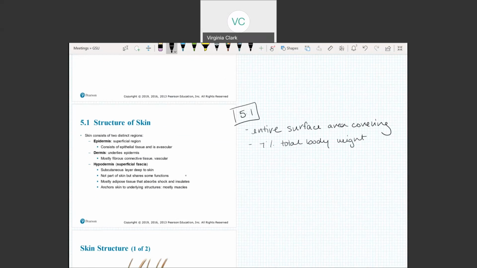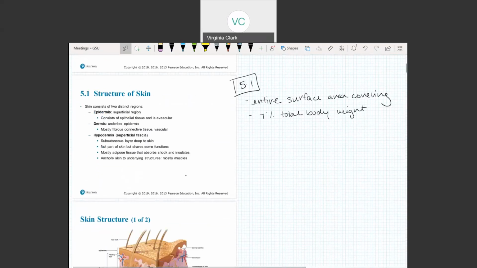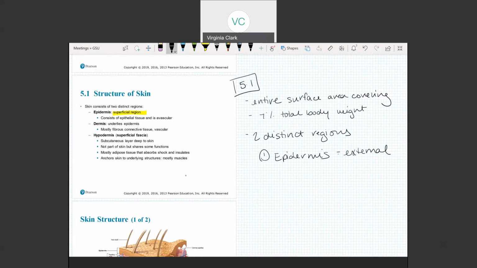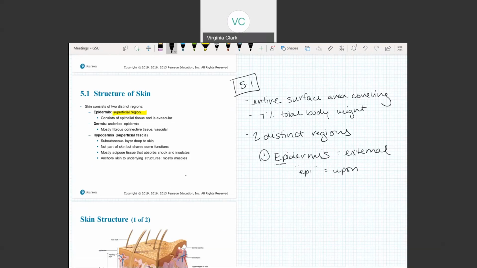As we go, the overall structure, what makes it unique? There are going to be two distinct regions to the skin, and we will break these down and talk about each one individually. The first region is the epidermis, which is the most superficial, the most external. This is the one that is between the outside environment and your internal body. When you see the term epi, it means upon. That's the root of that, so it gives you an idea that this is the skin that's upon.